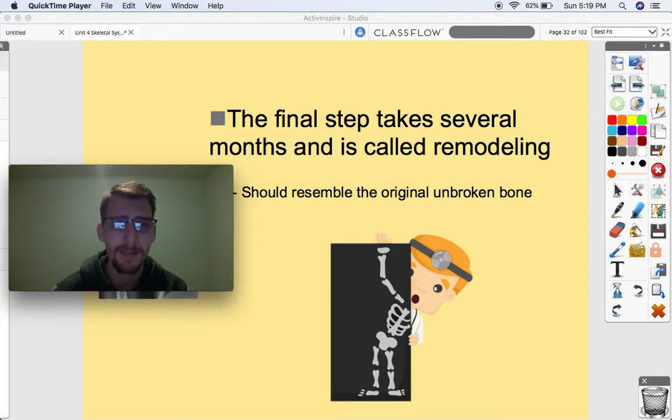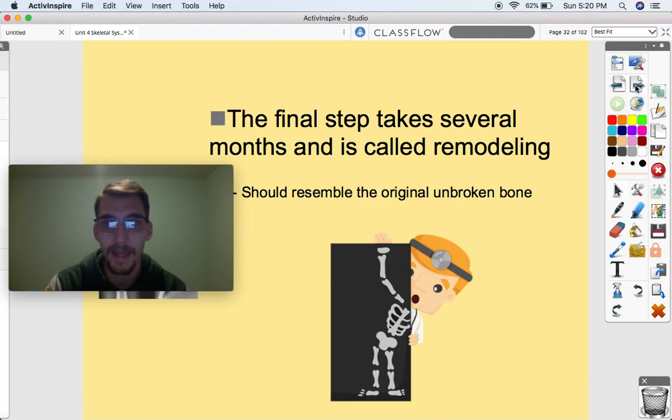All right, so again, it's pretty remarkable that bone is able to heal itself so quickly. And that's partly due to the fact that it's so vascular and it has great access to blood.